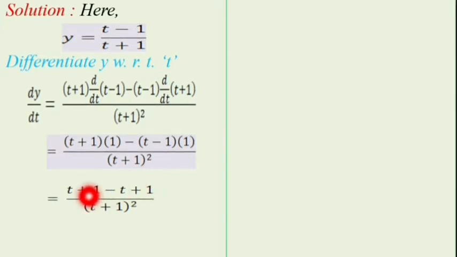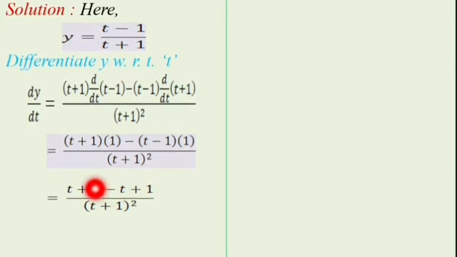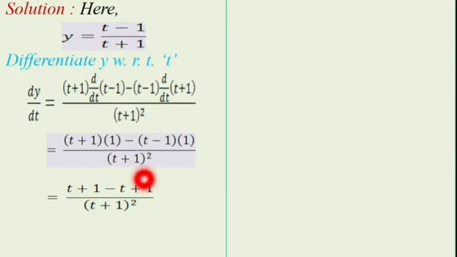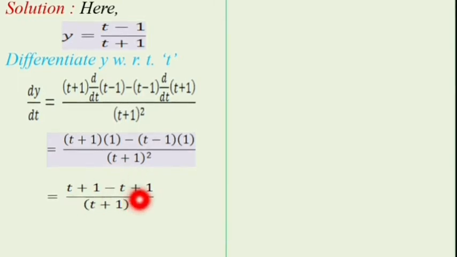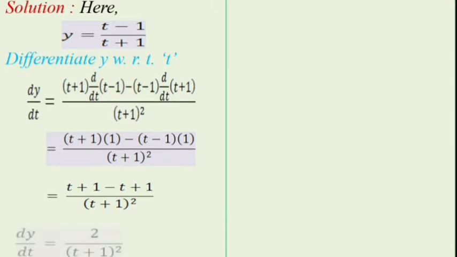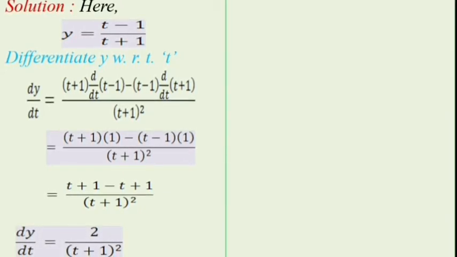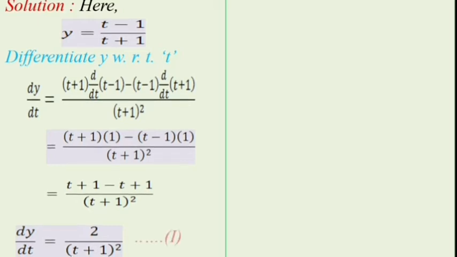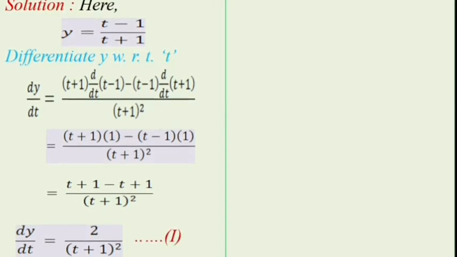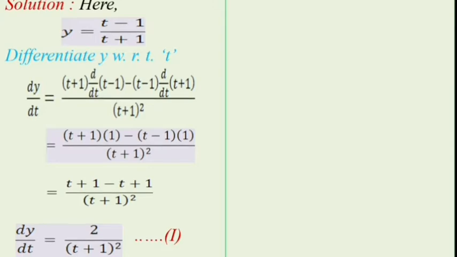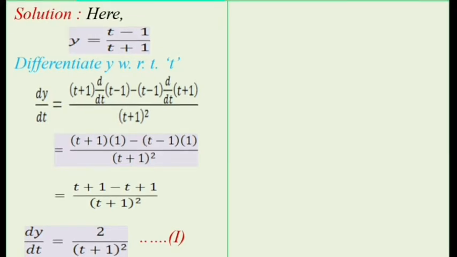Again here minus t and plus t cancel, only remaining is 1 plus 1, that is 2 upon (t + 1) whole square. Therefore dy/dt equals 2 upon (t + 1) whole square, and that is equation number first. Okay, same method which I already discussed in type number first.